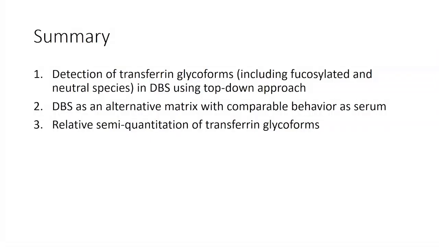Okay, so as a brief summary, we can detect the different kinds of transferrin glycoforms, including the neutral species and those with fucosylation, in the dried blood spot by using a top-down approach. So this is very important because IEF cannot differentiate between neutral species, as it is counting the number of sialic acids, so it cannot really differentiate between disialotransferrin and asialotransferrin. And we also show that the dried blood spot is quite a viable alternative matrix because it has comparable behavior to that of the serum samples.